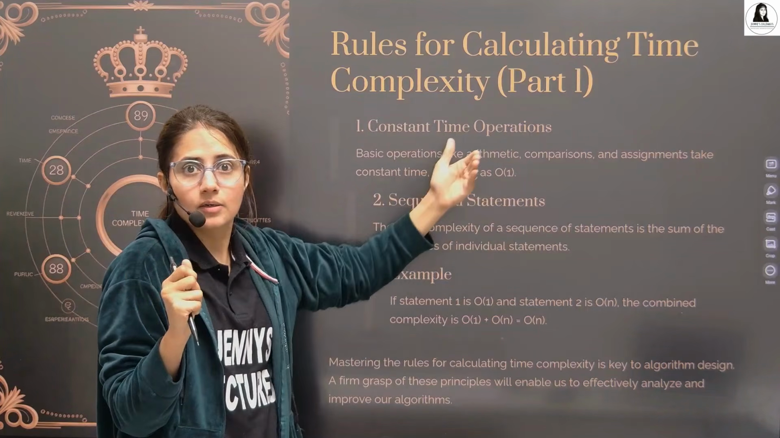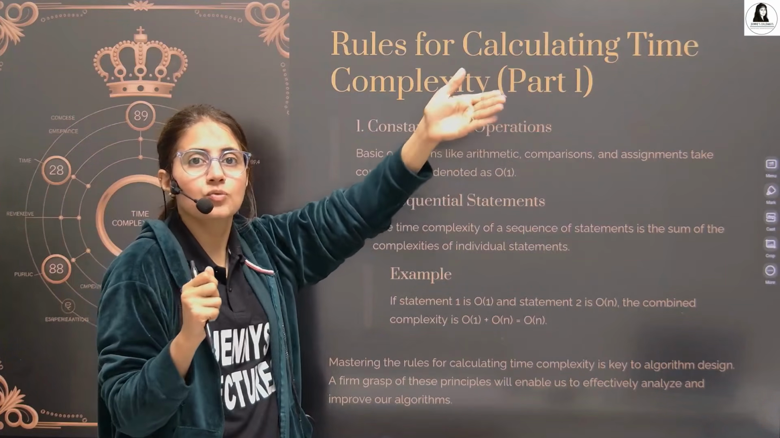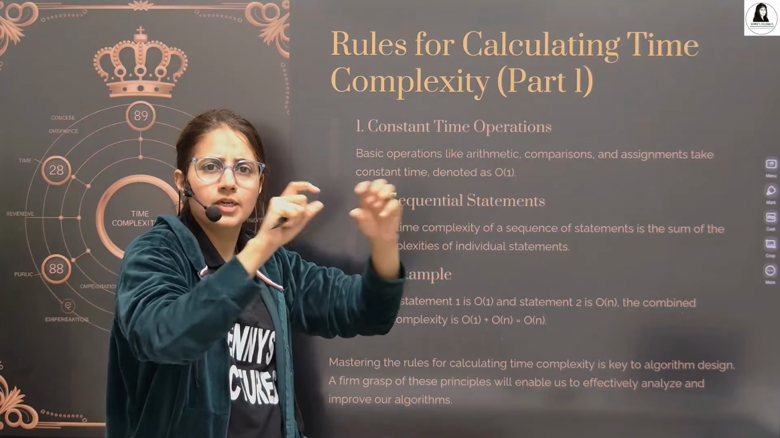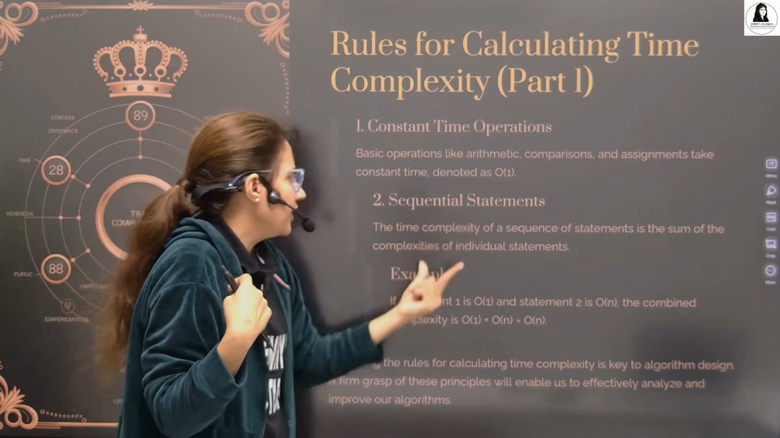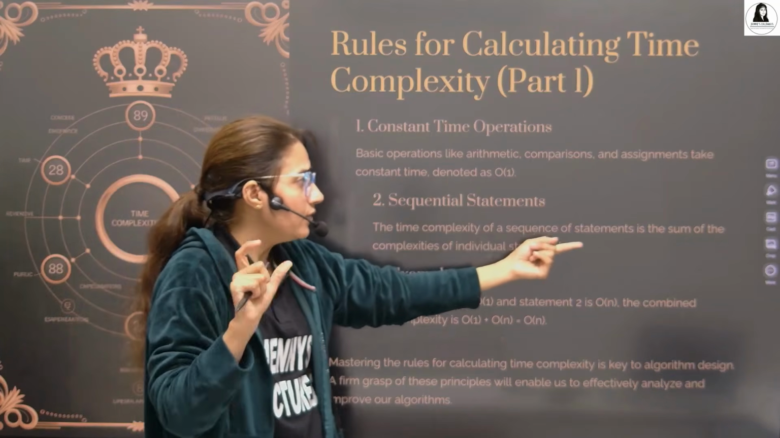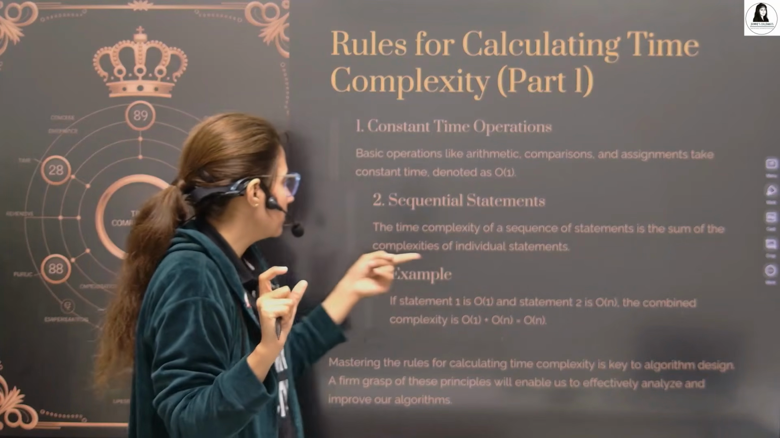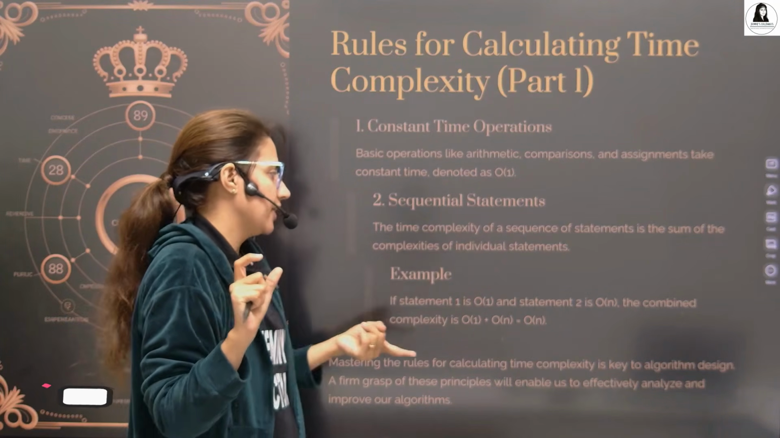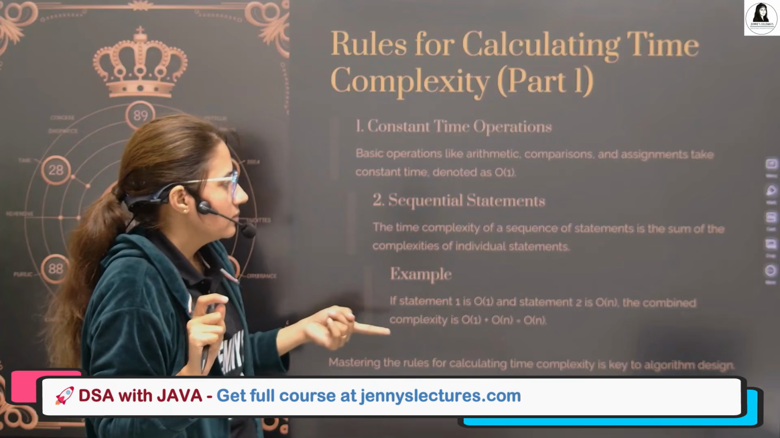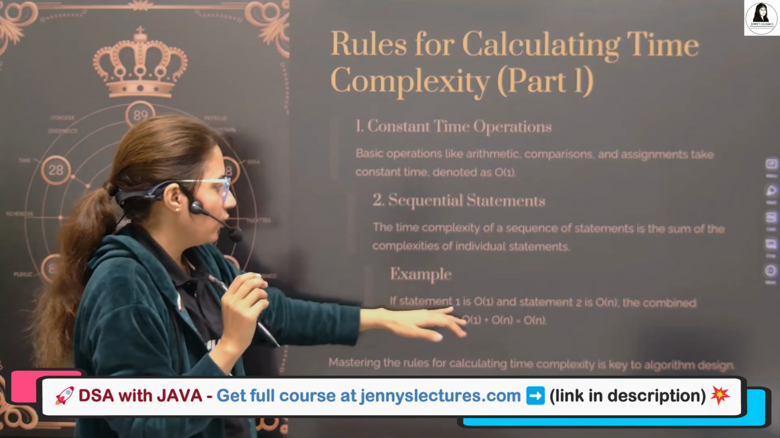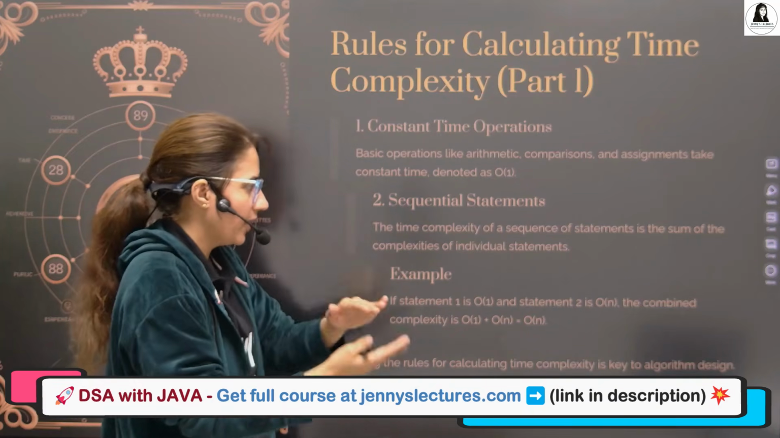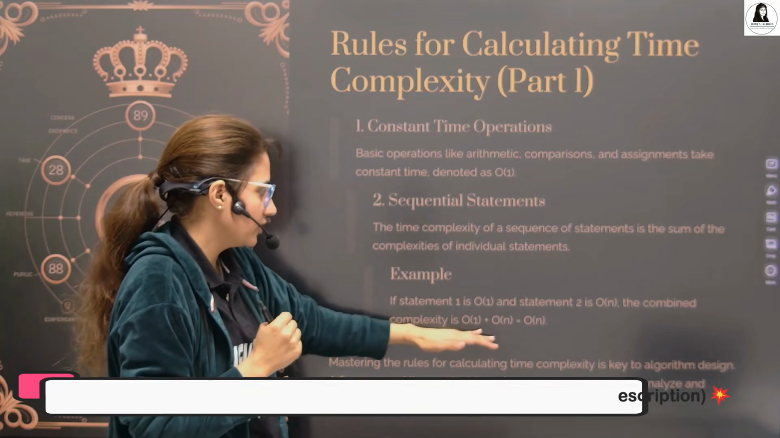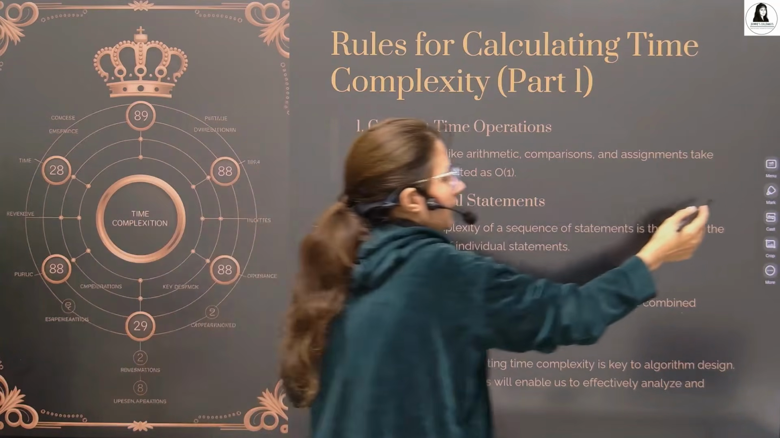Like int x is equal to 10. That is constant time. The assignment will take constant time, so order of 1 only. Next, sequential statements. The time complexity of a sequence of statements is the sum of the complexities of the individual statements. If statement 1 takes order of 1 and statement 2 takes order of n, we combine both and the complexity would be something like this.